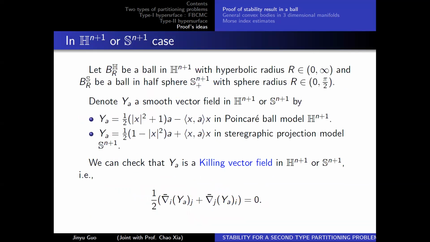Now we consider the hyperbolic space and the unit sphere case. Let B_H be a ball in hyperbolic space with radius R, and B_S be a ball in a half unit sphere with radius R. And we denote Y_A a smooth vector field in hyperbolic space and the unit sphere in the following way. We can easily check that Y_A is a Killing vector field in hyperbolic space and the unit sphere. That is, the following equation holds.